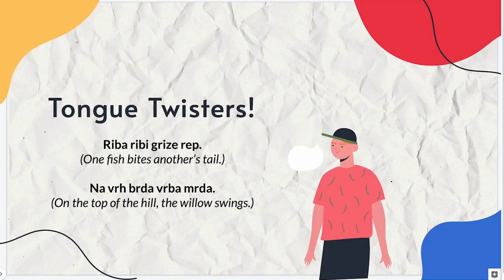Okay. We have two tongue twisters to practice r. R in Serbian is vibrant. And here's how to pronounce it in these tongue twisters. First one is riba, ribi, grize, rep. The second one is na vrh brda vrba mrda. R can be hard here in the second one, especially because it's between consonants, and on these occasions it acts as a vowel.